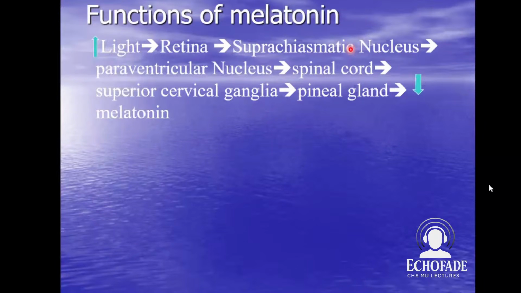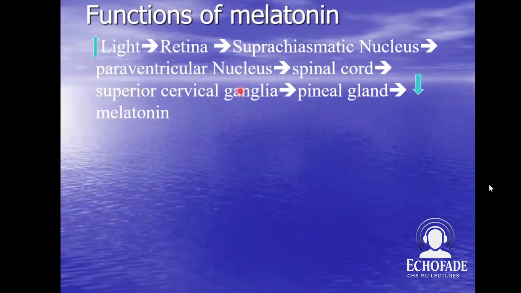So from the suprachiasmatic nucleus, some neurons end in the paraventricular nucleus in the brain. These ones usually are the autonomic nervous system. From here, the neurons go to the spinal cord, and then the superior cervical ganglia, that is sympathetic nervous system.